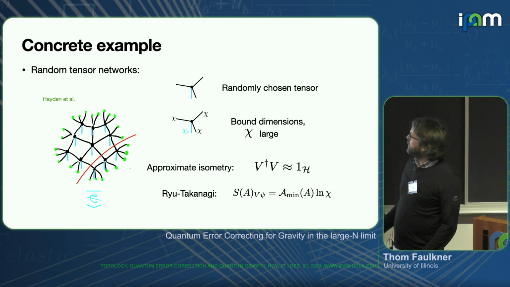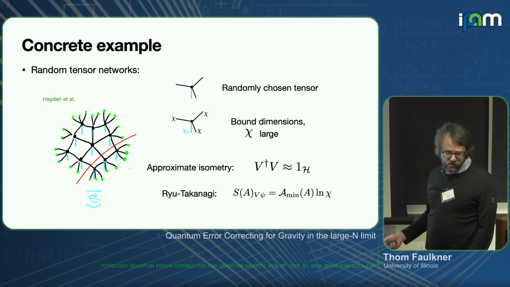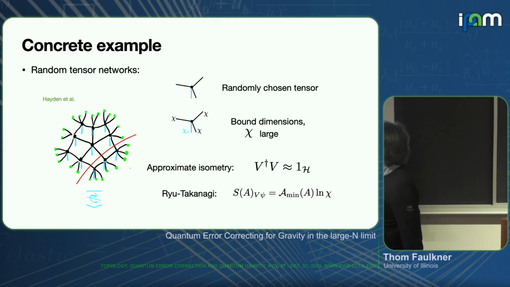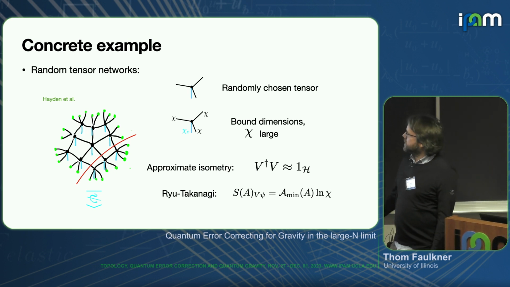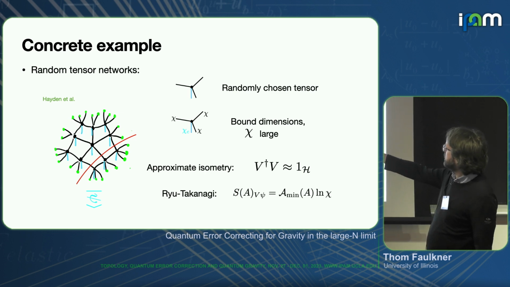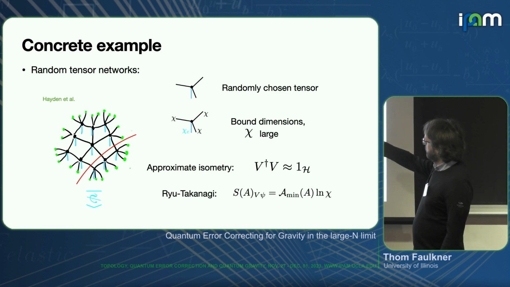So I'm going to talk about a concrete example. There are many examples, but let's talk about a concrete one. I'm going to pick this network to be a random tensor network. That means that at these vertices here, I pick tensors that are randomly chosen.